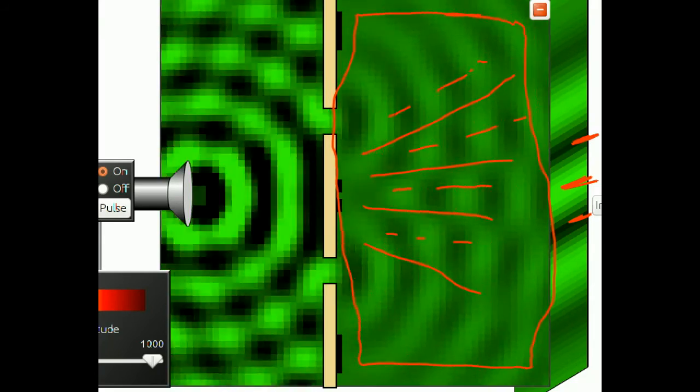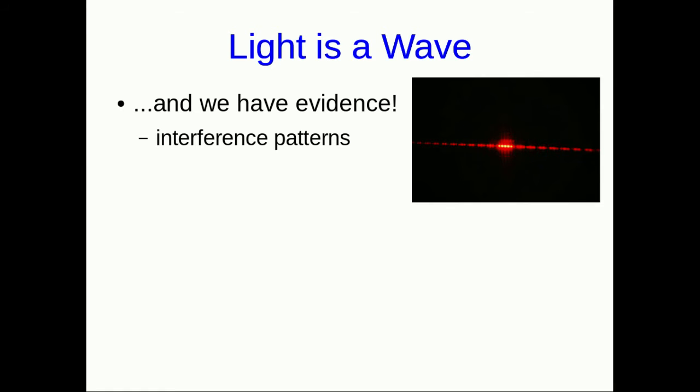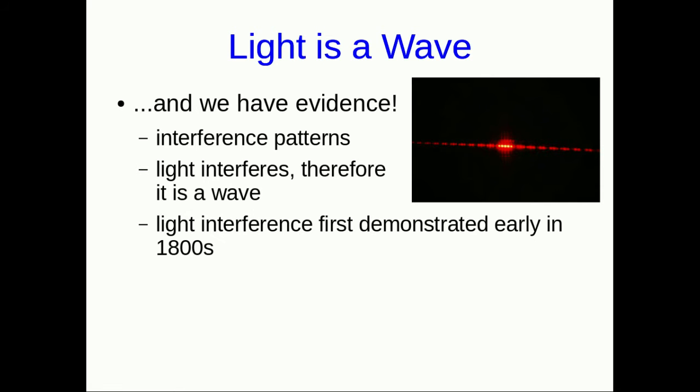Well, this is a simulation, but you can walk into a lab and shine a real laser onto the wall through a double slit, and you will see an interference pattern that looks like this with these alternating bright and dark patches because of all the interference. So our evidence that light is a wave is interference patterns, and we already know that interference is a hallmark of waves, so because light interferes, we can say it is a wave. And this was experimentally demonstrated early in the 1800s. So in 1905, it had now been known for about 100 years that light is a wave.